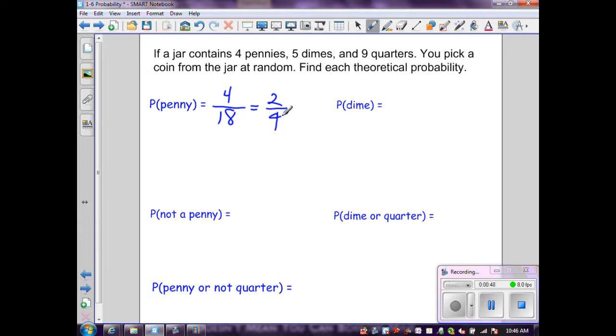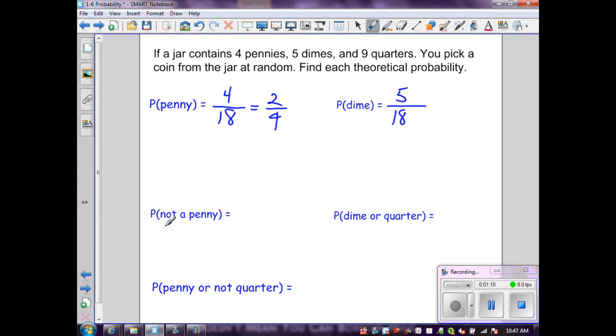Next, what is the probability of selecting a dime? Again, my total possible outcomes is 18, but the total possible outcomes for selecting a dime is 5. Therefore, the probability of selecting a dime is 5 out of 18.